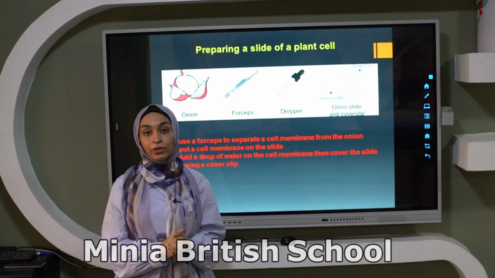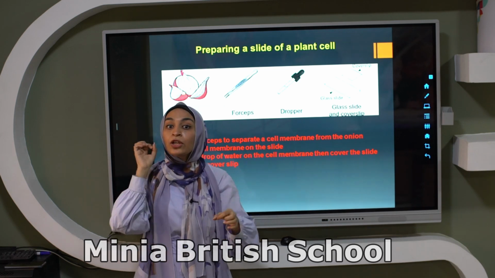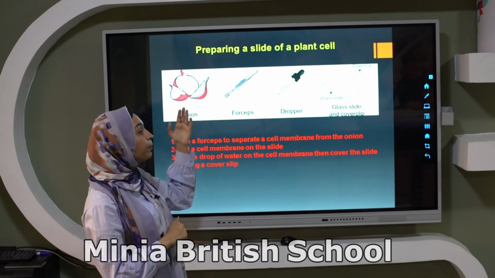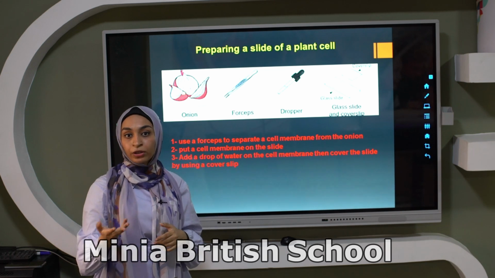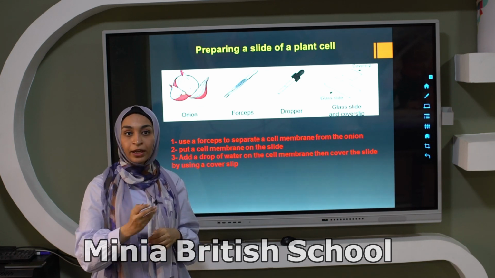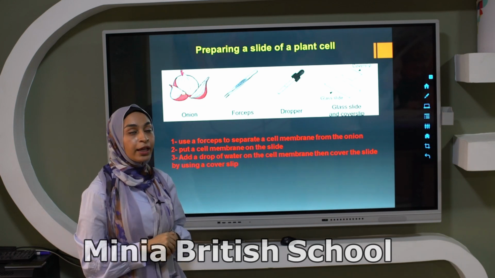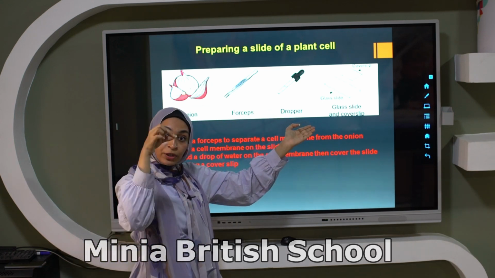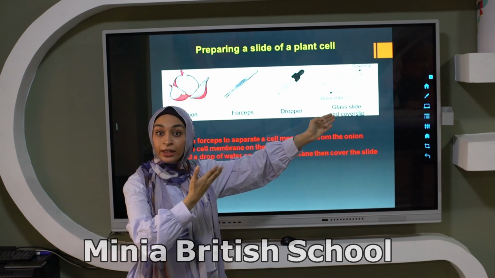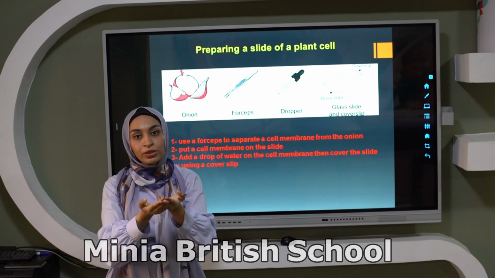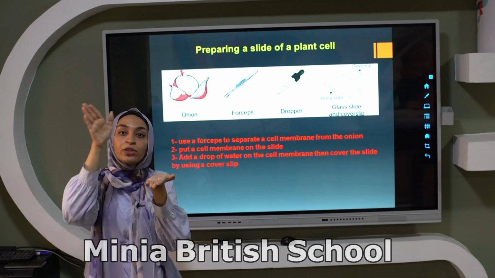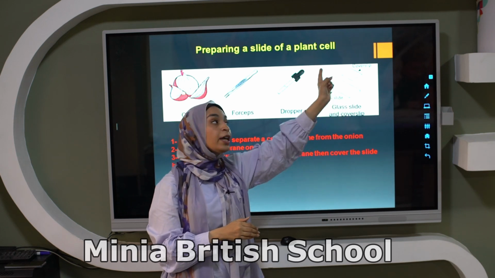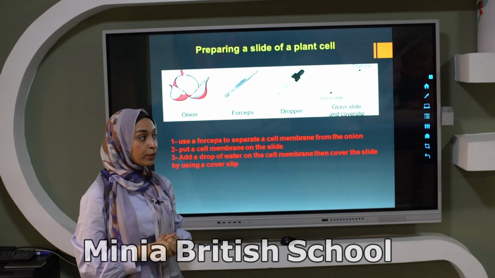Okay, I have the microscope, but how can I prepare the slide to observe the components of the cell? For example, for a plant cell, we can use the onion, the potato, any plant cell. I can use it as an example to examine the plant cell. I will use the forceps and the dropper to drop some water on the glass slide. Of course, I have to use the glass slide to put the cell on it, and also the cover slip. As we see, I can put the cell on the glass slide and also cover it with the cover slip.